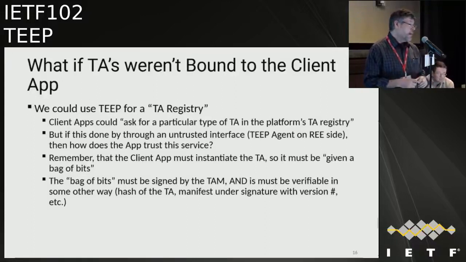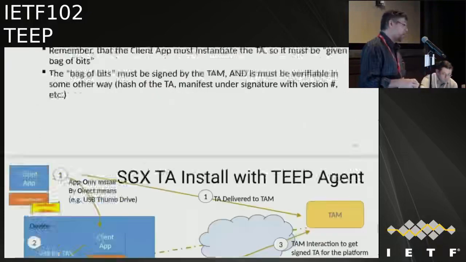This is an issue because the client app is the one that has to instantiate it. On the TrustZone side, when you ask for a TA, it gets instantiated by a trusted agent inside TrustZone. But in SGX, it doesn't work that way. The bucket of bits kind of has to come out and then get put back in. So let's go to the next slide.